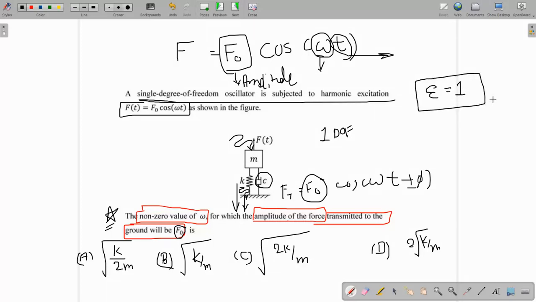You know the formula for transmissibility. It is the force transmitted to the ground upon the applied force F, that is, transmissibility is Ft by F. If not all of the applied force is transmitted to the ground, then the value will be less than 1, but here all the force is transmitted, so it is 1. Why the non-zero value of omega is written, you will come to know in the later part.